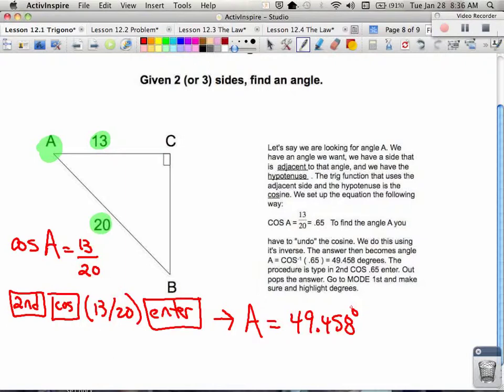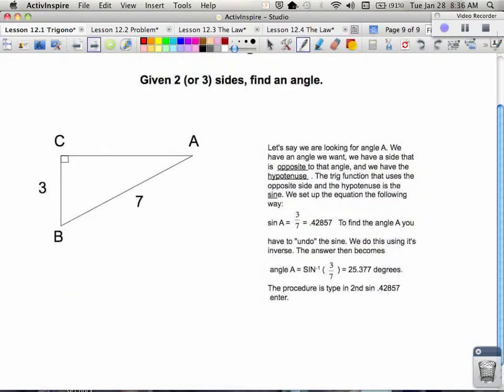Again, the big idea is you set up your equation, knowing which trig function to use based on the information they're asking for and giving you. And then once you do that, it's second trig function of the fraction, enter. And out pops your angle measurement in degrees. Remember to be in the mode of degrees. Let's try one last problem.